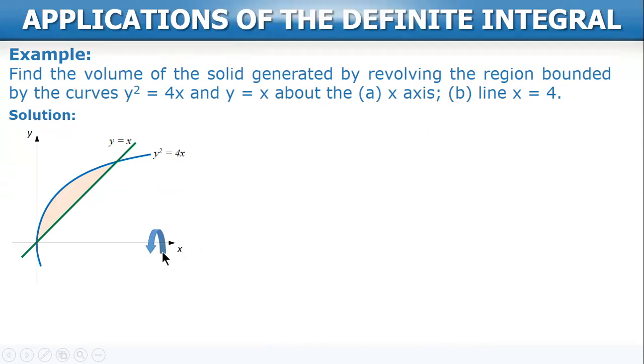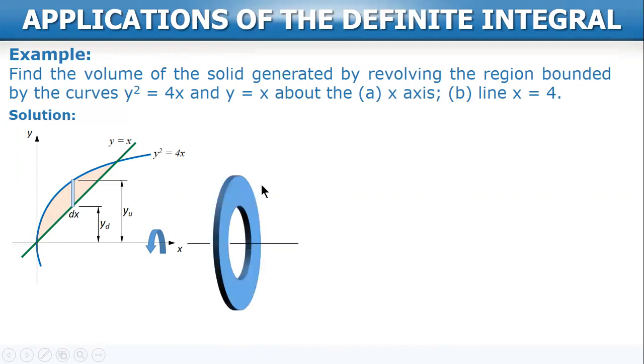So letter A, let's revolve this area about the x-axis. To get a circular ring, our strip must be vertical, perpendicular. So vertical, and we have y up and y down, and then thickness dx. So when we revolve, our outer radius is y up, our inner radius is y down with thickness dx.